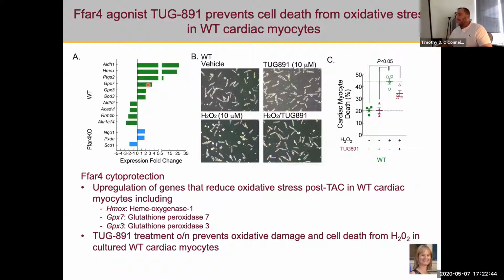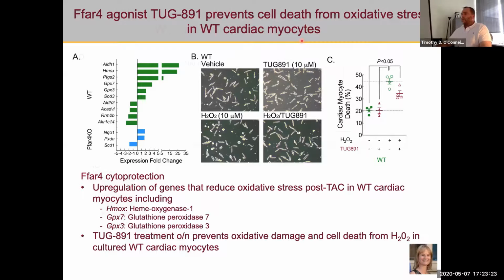But to really directly test that in cardiac myocytes, we cultured adult mouse cardiac myocytes, in this case just wild types, and we induced oxidative stress with hydrogen peroxide, shown here. Not surprisingly, and we've shown this many times, this induces a cell death response. Now, when we pretreat the cells with TUG-891 overnight, again the FFAR4 agonist, it can attenuate that hydrogen peroxide-induced cell death. So we see FFAR4 in vivo induces cytoprotection by upregulation of genes that could reduce oxidative stress post-TAC, and TUG-891 specifically prevents cell death from oxidative stress in wild-type cardiac myocytes.